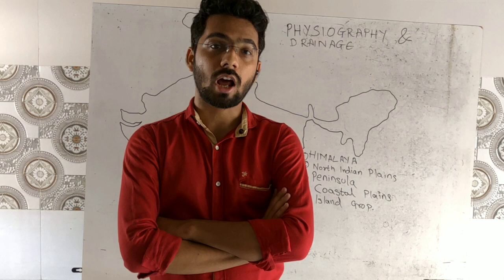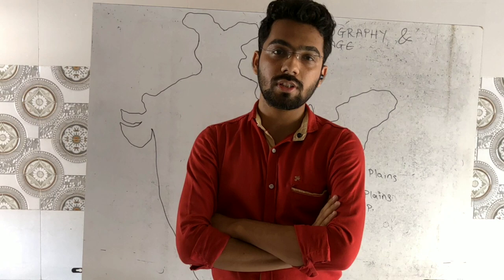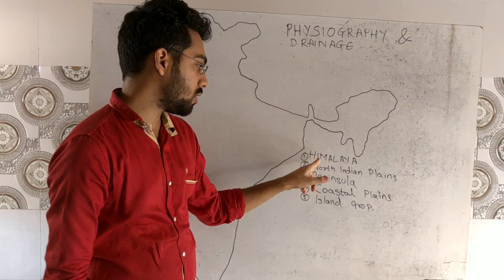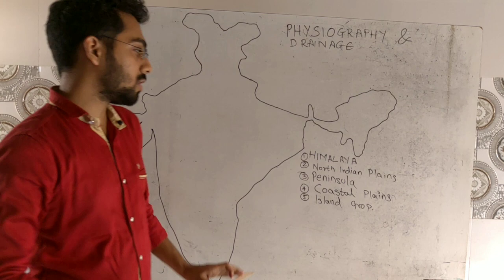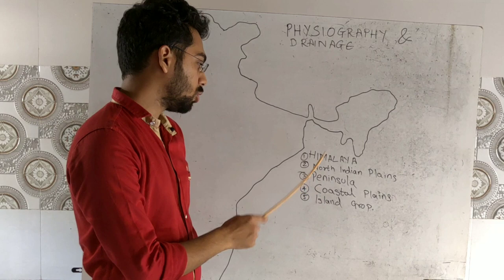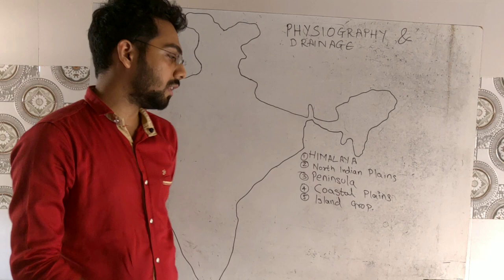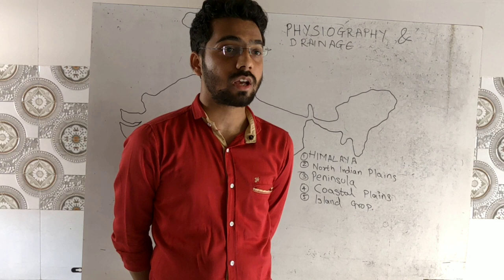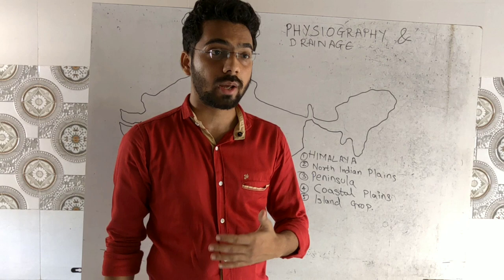First of all, we will have an overall outlook of how the physiographic structure of India looks. The first physiographic structure we are going to learn is the Himalaya. The Himalaya is towards the north of India, over here. We will see slowly; this is only a rough outlook. The physical features of India include the Himalaya, second the North Indian plain, and third the peninsula, the coastal part, and the island group. First of all, we are going to see the Himalayan system, how it has been generated over a period of time. We will start with the Himalaya.